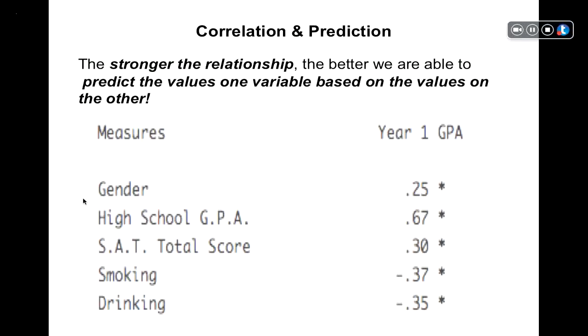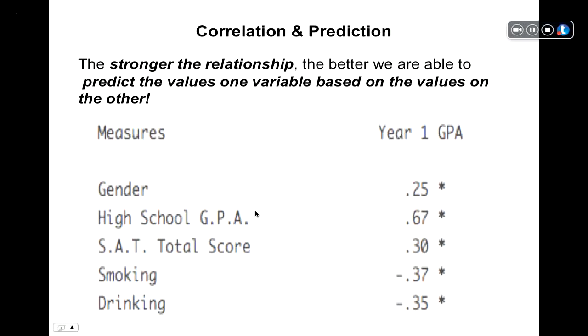Correlation and prediction. So here's one of the utilities of correlation. That is, if we understand what somebody is scoring on some X variable, we can often predict with a certain degree of accuracy what they're going to score on some Y variable. And it all depends, the accuracy of those predictions depends on the strength of the relationship. So we can use correlation to make predictions.